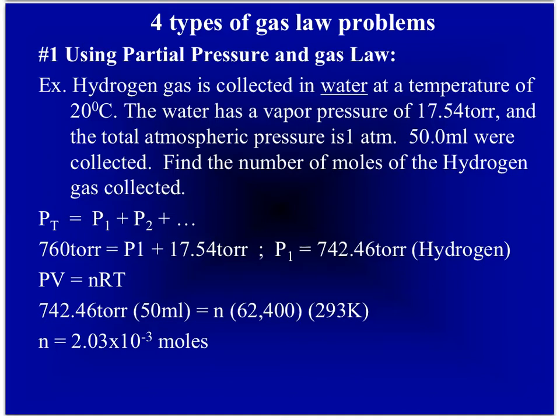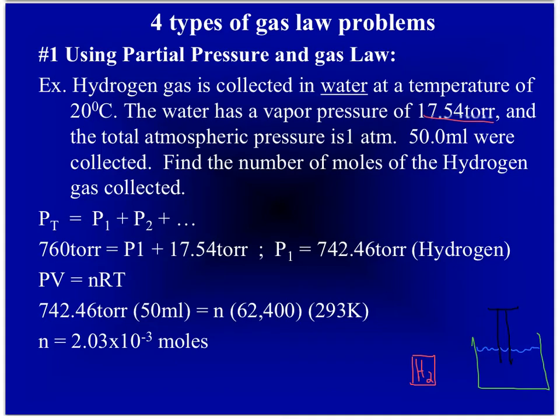Okay, so in this particular problem, hydrogen gas is collected in water. Anytime anything is collected in water, there's going to be a vapor pressure of that water, and it's relatively low. It's 17.54 torr at 20 degrees, and the total atmospheric pressure is 1 atm. 50 mL were collected. We need to find the number of moles of hydrogen gas collected.